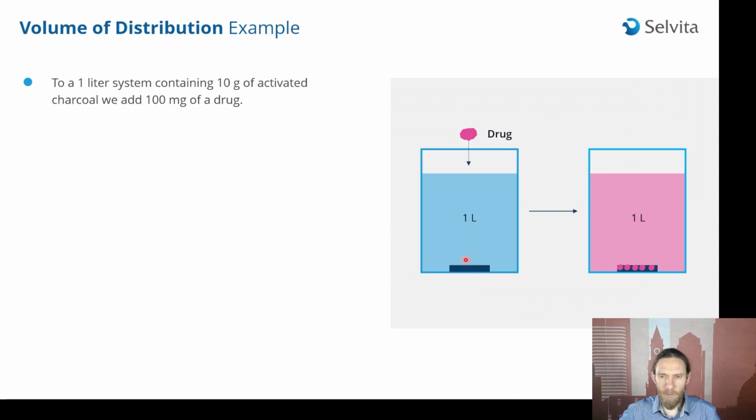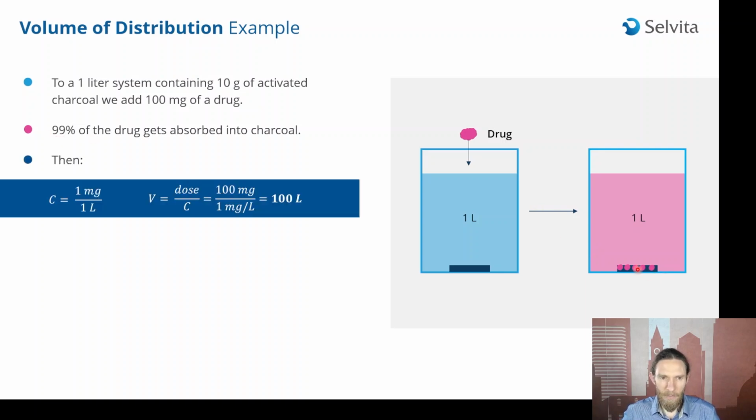In a single compartment model, let's assume it has 1 liter volume. This 1 liter of volume contains 10 grams of activated charcoal, and the charcoal will represent the peripheral tissues. We administer 100 milligrams of the drug. After some time, when the equilibration distribution is complete, 99% of the drug gets absorbed into the charcoal. Then we can calculate volume of distribution. We will have only 1 milligram in the reservoir, in the plasma, because 99 milligrams got absorbed into the charcoal.